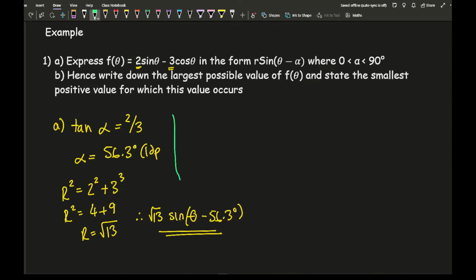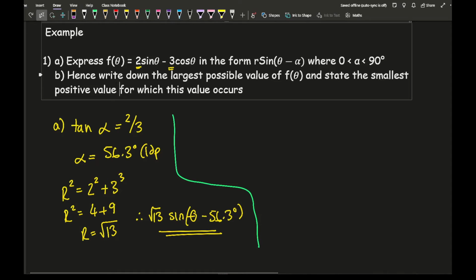For part B, the question says: hence write down the largest possible value of the function and state the smallest positive value of theta for which this occurs. The question is just missing something, so let's stick a theta in there.